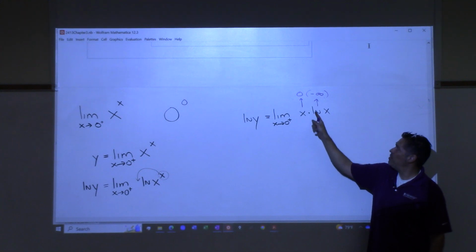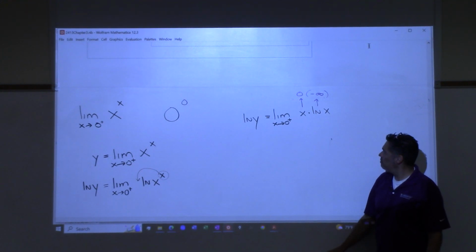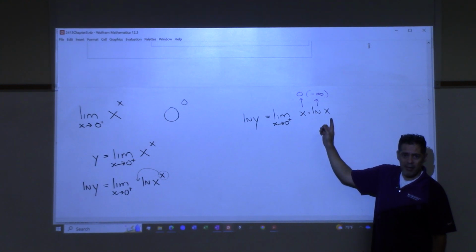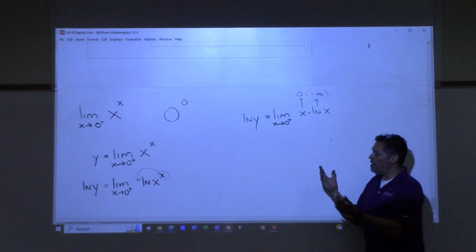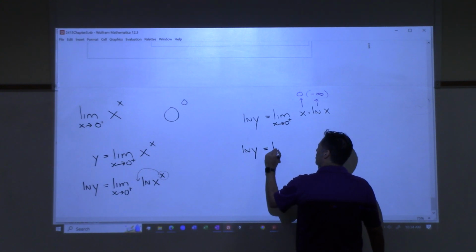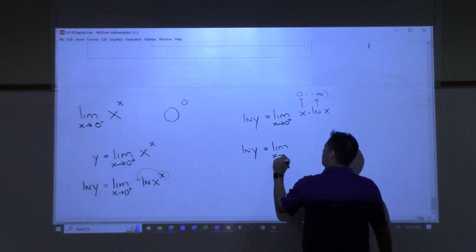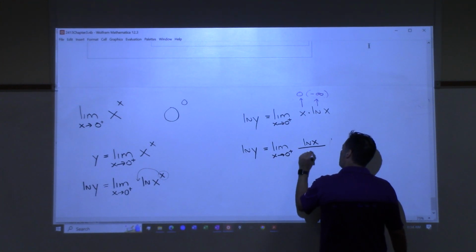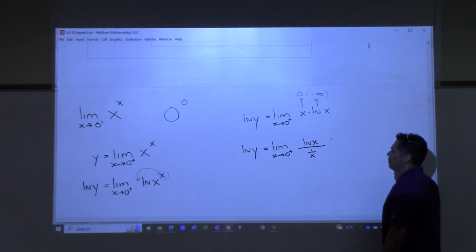So what I would do is, well, you tell me, what do I do? Take one of them and drop them, right? So I'm going to actually write the steps here so you can see how this would be written. Natural log y equals limit, x goes to 0 from the right. I'm going to leave the natural log x on top. I'm going to drop the 1 over x below it.